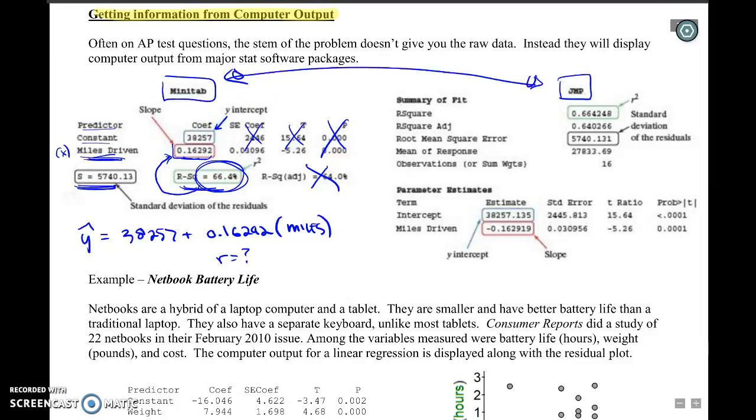Here, we got our R squared adjusted, throw it out. Root mean square error. Ooh, root mean square error. Okay, I guess that's what they call the standard deviation of the residuals.